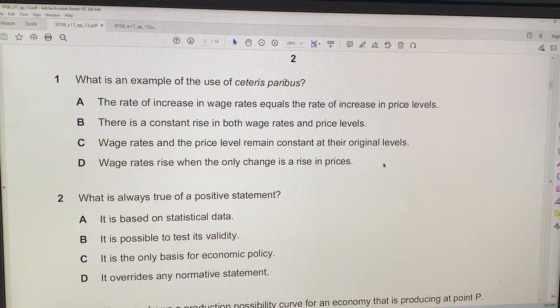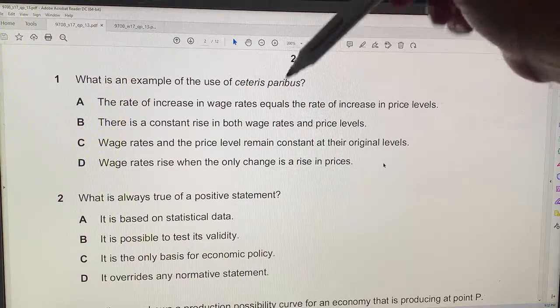First question is, what is an example of the use of ceteris paribus? And ceteris paribus is all other things the same. So we change one variable and everything else remains the same. So let's look at the answers.